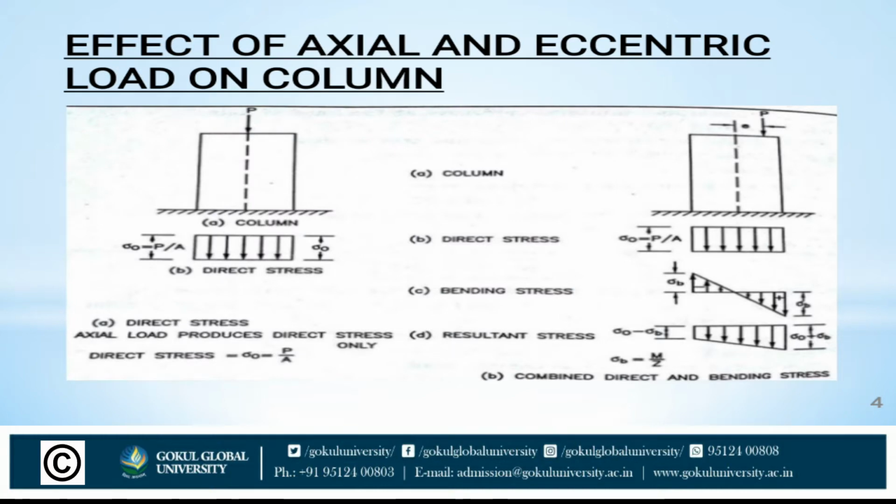Effect of axial and eccentric load on column. We can see this figure. There is the column, with load P acting on the axis of the column. So direct stress is similar in all directions, and sigma 0 is equal to P by A. In the second case, the external force P acts beyond the axis, so the direct stress will change. We can see in this figure the combined direct and bending stress. The first one, A, is only direct stress; axial load produces direct stress only.